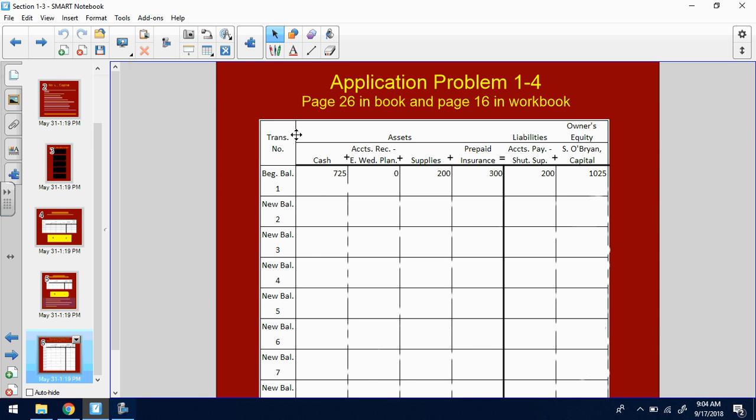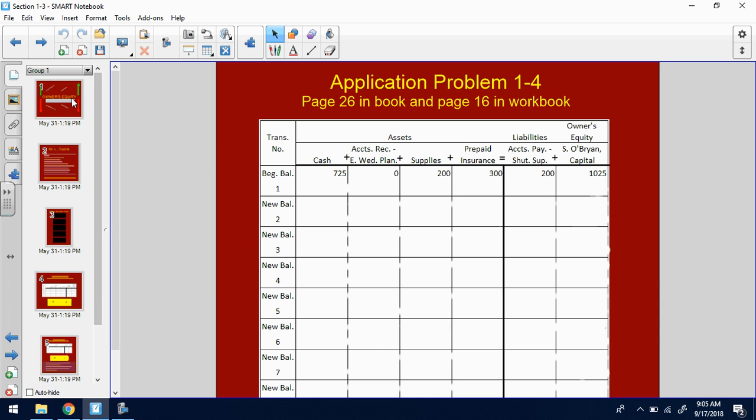All right, please open your textbooks to page 26 and workbooks to page 16. I'm going to take you through how to do transactions that have an effect on owner's equity, or more specifically, the capital account. First, I want to do a quick reminder with you.